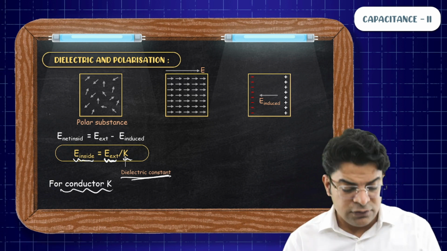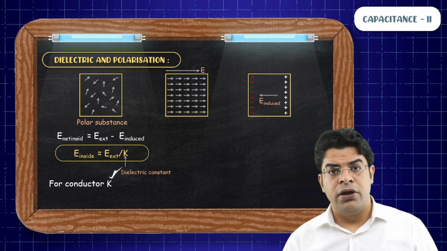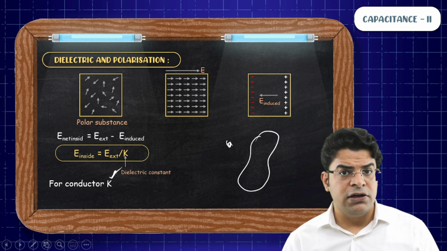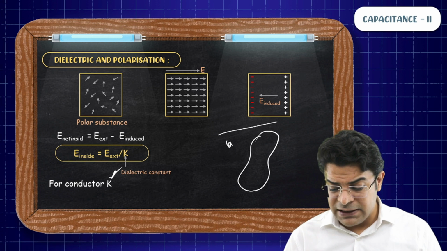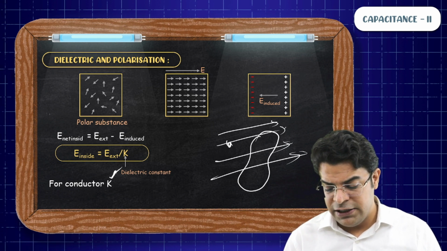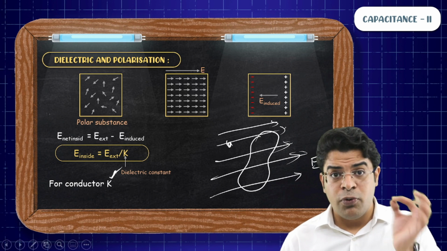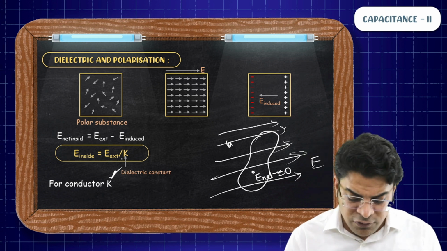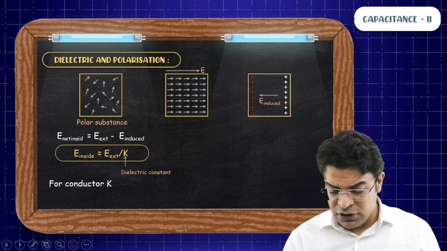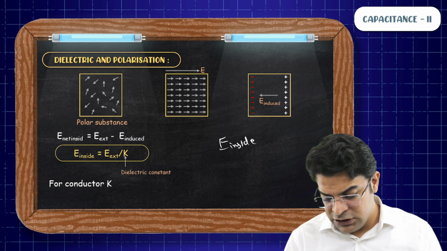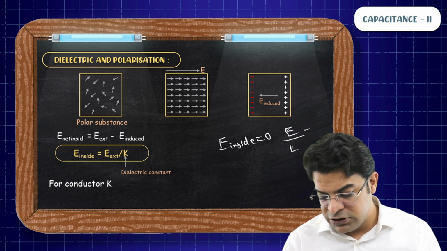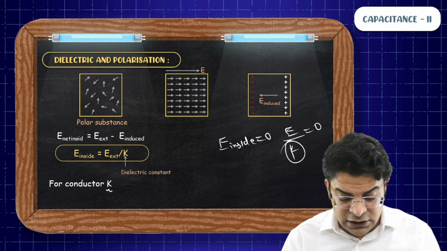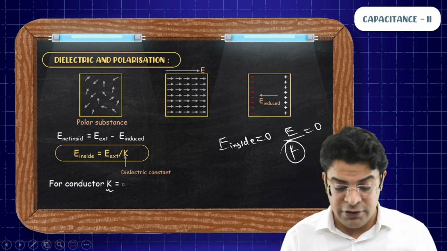So for conductors, what has to be the value of dielectric constant? We have learned that under steady state, in the flesh of a conductor, the net electric field is 0. So if you place a conductor in an external electric field E, then at a point inside it, the net electric field comes out to be 0. So what has to be the value of K for a conductor? If you want the electric field inside to be 0, this means that E by K has to be 0. This means that K has to be infinity. So remember that for conductors, the dielectric constant, the relative permittivity, comes out to be infinity.